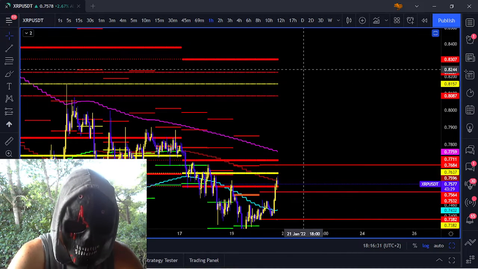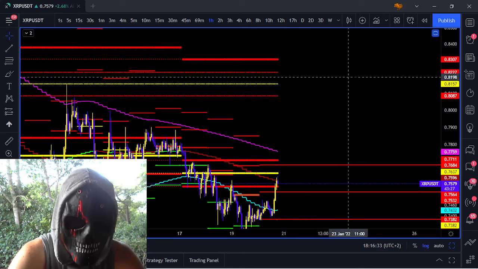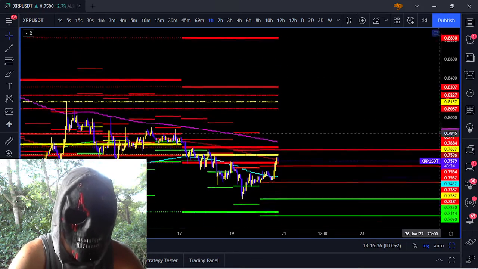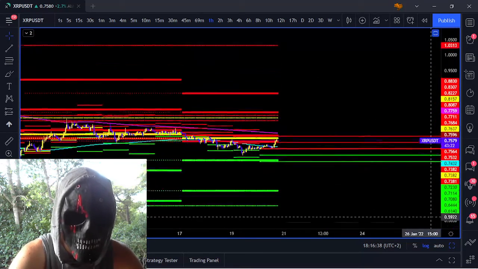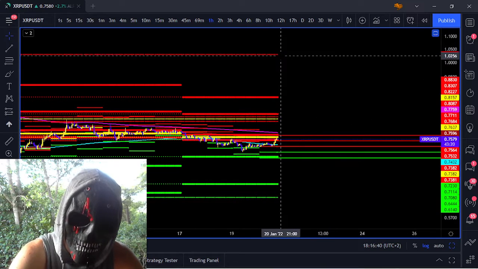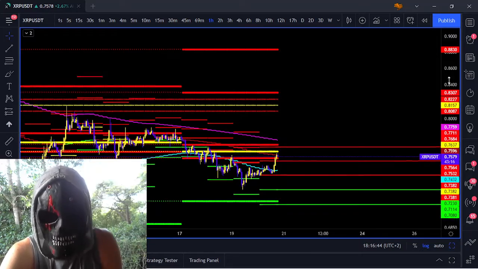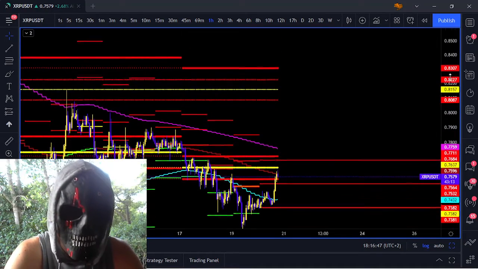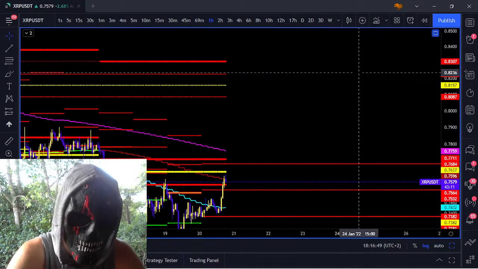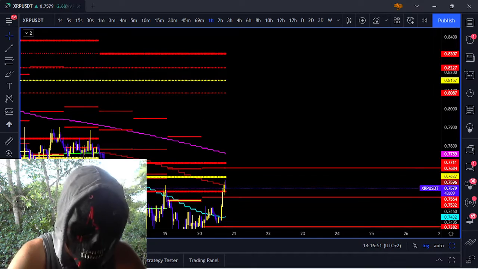If we start closing weeklies above this level, 82 cents, then I think we could be looking at a few targets. This is one of our higher targets at $1, but that's for later on. That's if and when we get there. Let's rather just say when.